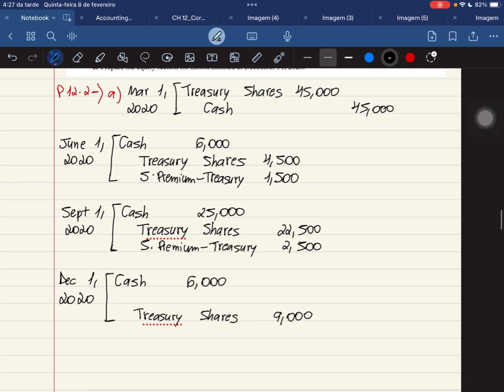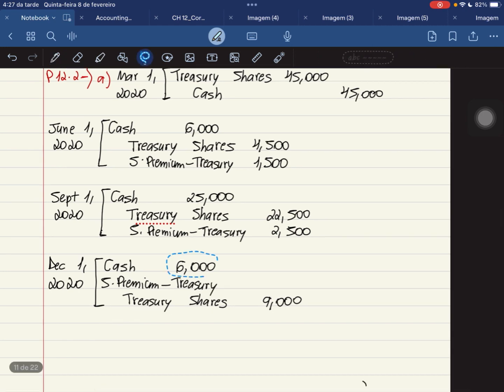But in our case, we have enough. So we can just go ahead and debit share premium treasury the difference between these two of 3,000 pounds.